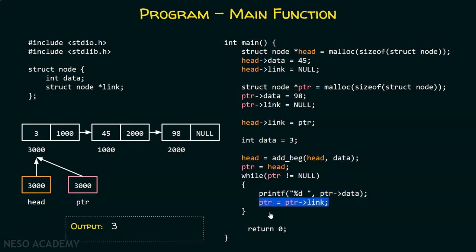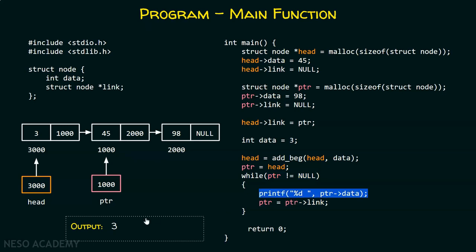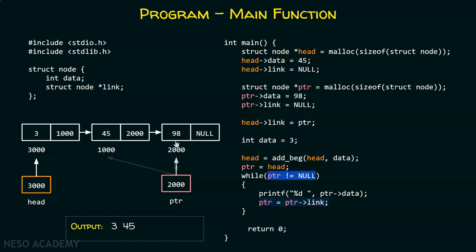After this we will update the ptr. This means that ptr is now pointing to the second node of the list. And then after that we'll again check, is ptr equal to null? No, it is not. So we'll get inside, we'll print the data, 45 will get printed. After this we'll again update the ptr and now it will point to the third node of the list. And then after that we'll again check, is ptr equal to null? No, still it is not equal to null. We'll get inside, print the data and then again update the ptr. This time it contains null. So we'll again check, is ptr equal to null? Yes, so we'll get outside and we are done with this program.